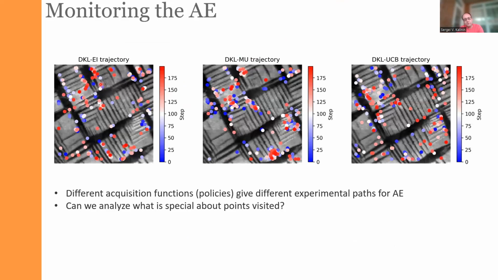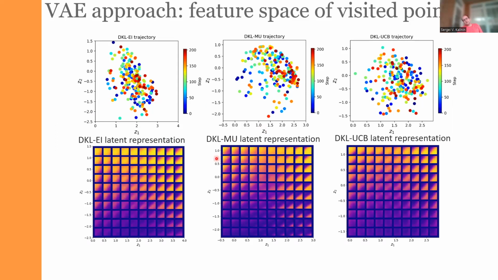For example, we know that these exploration trajectories are different, but can we really say what the different trajectories are exploring? What we can do in this case is use our favorite VAE approach and take all the image patches sampled during the automated experiment and represent them as a feature. So, using the latent representation of the patches sampled during the trajectory. These are examples of the latent representations for the different trajectories.